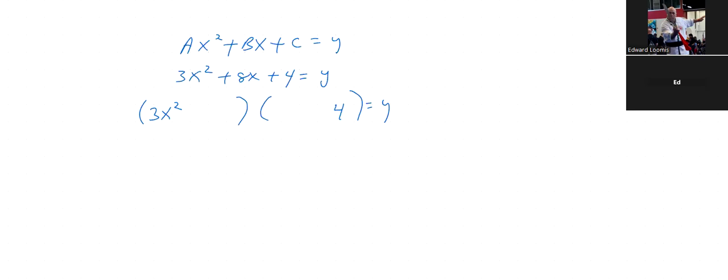The rules for factoring quadratic equations are not that difficult, but they may be hard to remember. What we want to do is take whatever a is and multiply it by c. So I'm going to take a, which is 3, times c, which is 4. And 4 times 3 gives me 12. I've got a t-chart off to the right, and I want to know what factors give me 12. So I know that 1 times 12 gives me 12, 2 times 6 gives me 12, and 3 times 4 gives me 12.